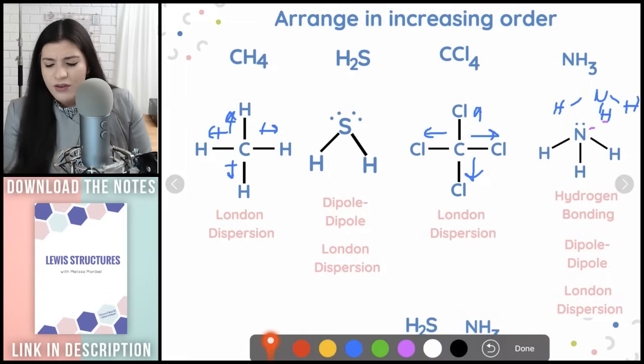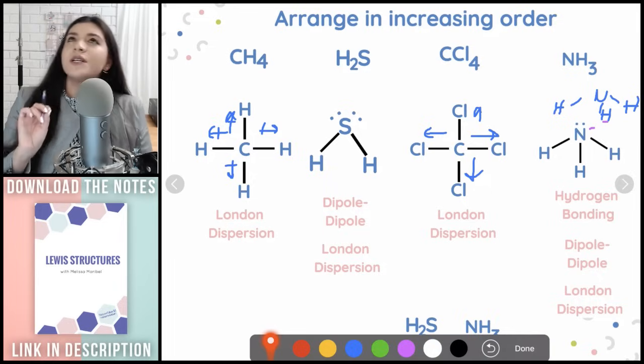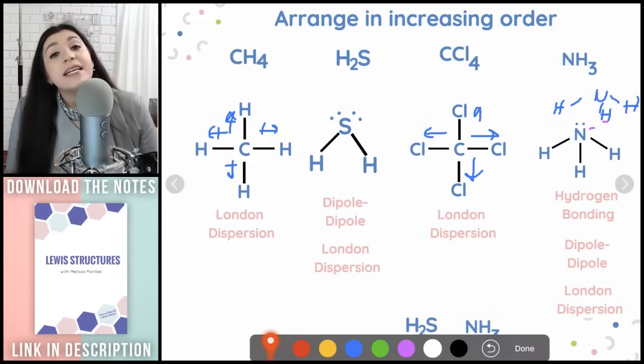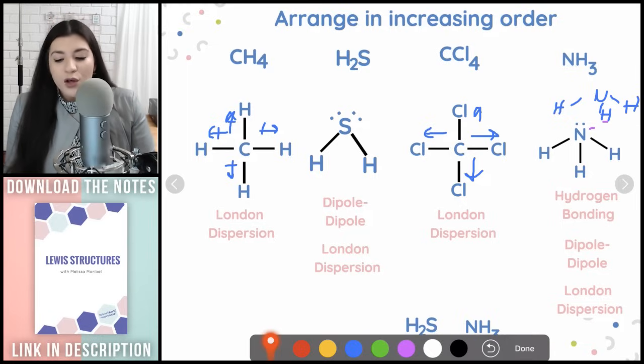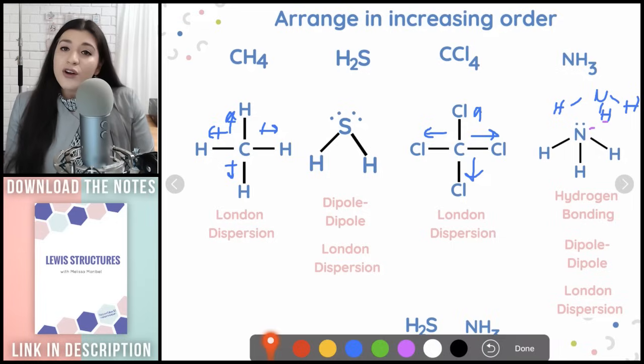But we have two of the exact same intermolecular forces. Since they're both London dispersion, this is extremely important, guys. There is a tiebreaker. Whenever you have two molecules that are both London dispersion, the tiebreaker is going to be the molar mass. The larger the molar mass, the stronger the intermolecular force. So that's going to be your deciding factor. I'll repeat that again: it's going to be molar mass. So the larger the molar mass, the stronger the intermolecular force.